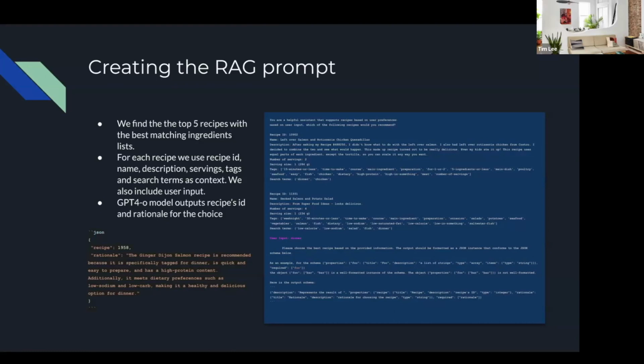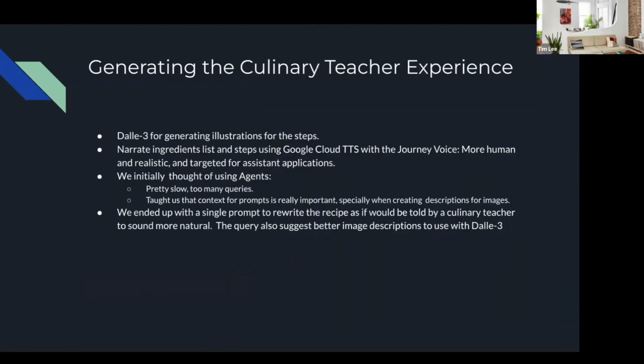So once we do this, we know what recipe it is. We have to create the assistant experience, right? So we're going to be using DALL-E 3 to generate the illustrations for the steps, and to narrate the list, for the web version we use Cloud TTS because they have a voice that was very natural, and they have this Journey voice that was really made for assistants.